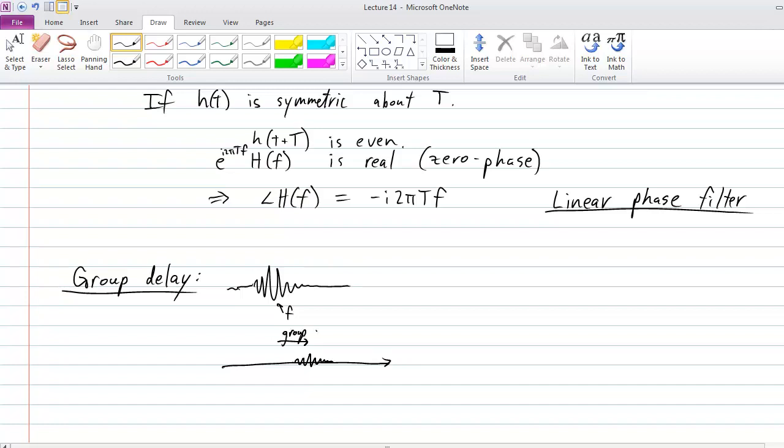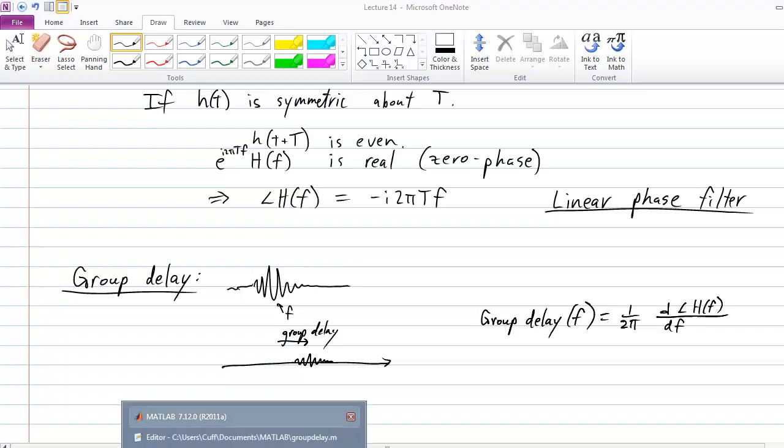Group delay is basically saying if you have a narrowband signal, how much does it get delayed as it passes through your filter? And you have this remarkable property, and that is that the group delay is a function of f. Group delay of f equals 1 over 2 pi times the derivative of the phase of f with respect to f. Because we're out of time, I will justify this next time, but I have a demo. So let me demo it here.